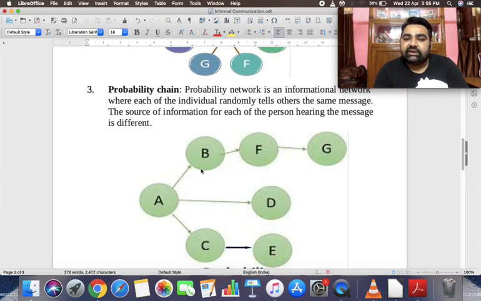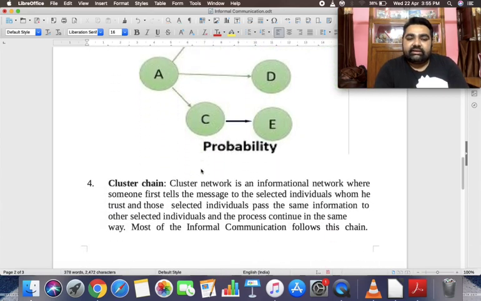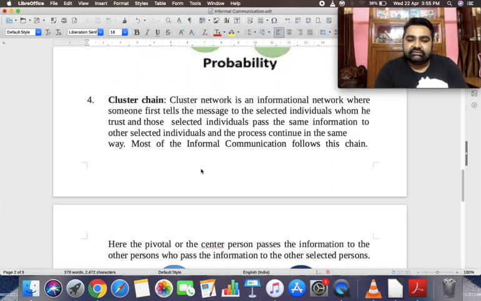So the source will keep on changing, and this is known as probability chain. Here, the information will pass randomly to one another. The fourth is cluster chain.